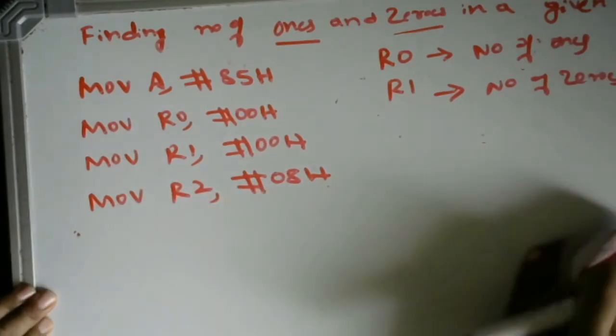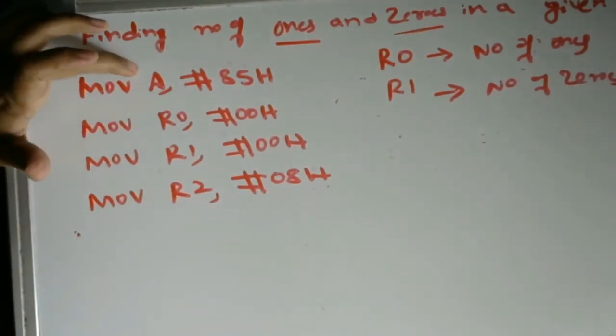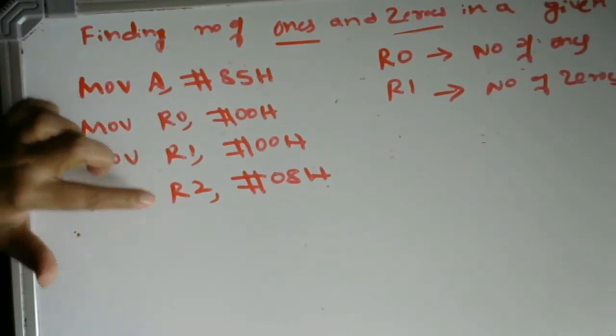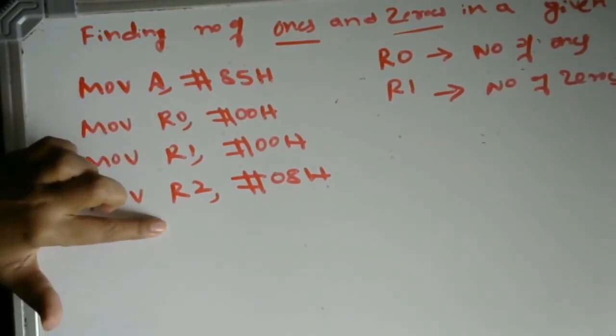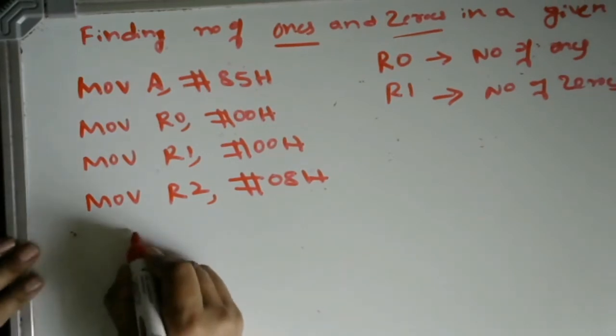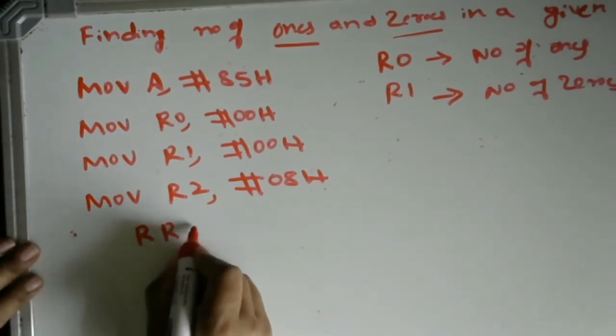So now we have the data in the accumulator. We have initialized R0 and R1 to store the number of ones and zeros, and now we have initialized the counter also, right? So now we'll rotate the accumulator by using the instruction RRC.